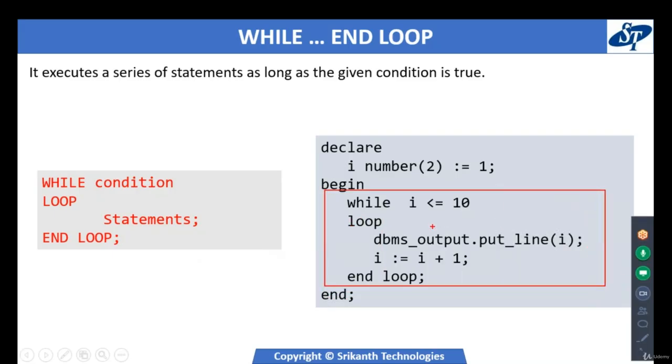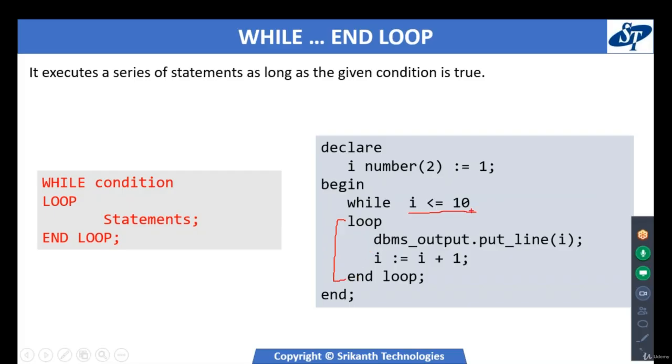Here it is. When I is less than or equal to 10, we execute these two statements because this is the body of the loop. So we need to give the statements in between loop and end loop, and the condition just after while. And make sure your condition is false sooner or later. If the condition is never false, you never come out of the loop. That makes it another infinite loop.